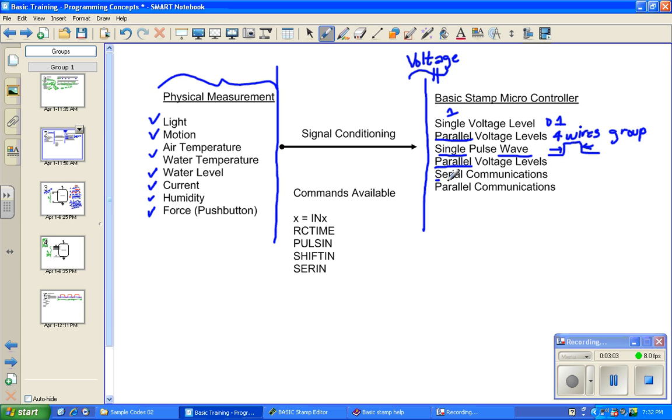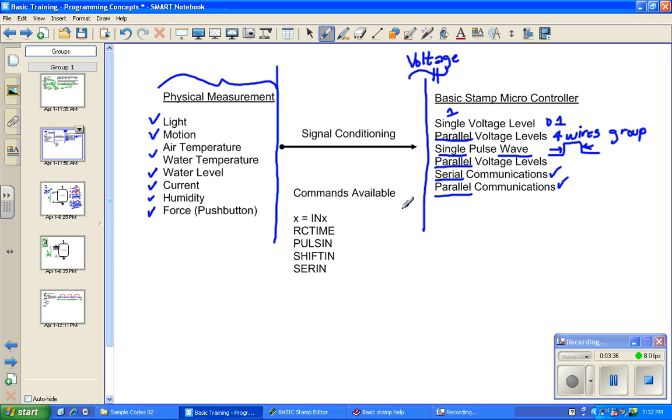And lastly, you can have communication signals. Same voltage levels, but the information that's coming into the microcontroller is very organized and grouped as bytes. And these bytes can represent your name or an address or a telephone number, depending on how many bytes you need to represent all that information.